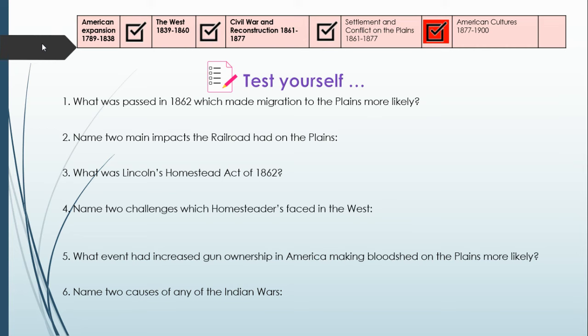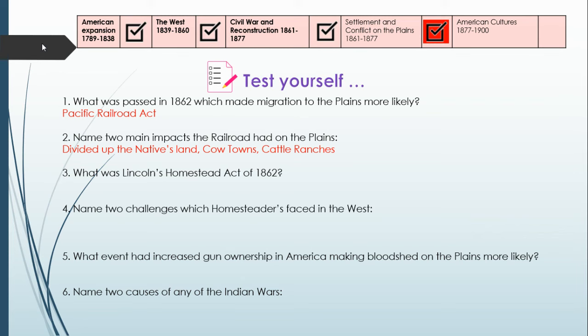Okay, number 1, what was passed in 1862 which made migration to the plains more likely? So we have the Pacific Railroad Act. Remember, this is by Lincoln and this is just after the start of the American Civil War. Number 2, name 2 main impacts the railroad had on the plains. So it divided up the native land. There were cow towns for the first time and there were cattle ranches as well, as people started to actually rear cattle on the plains rather than doing those drives that they'd had to do previously.